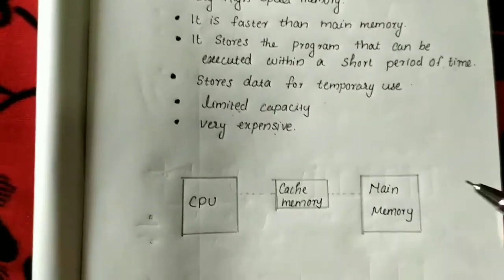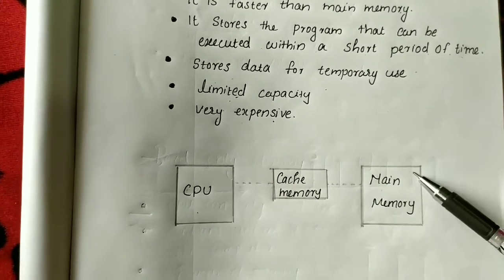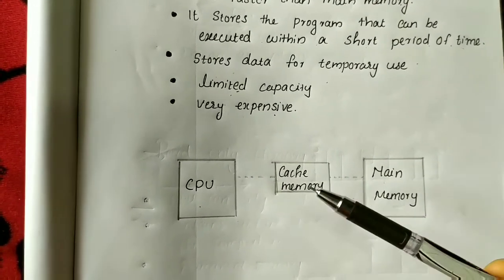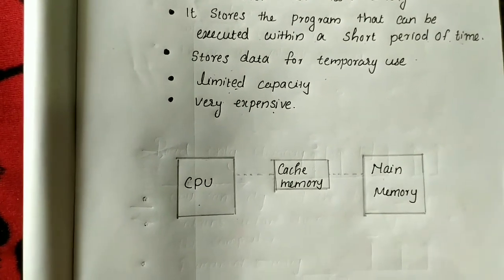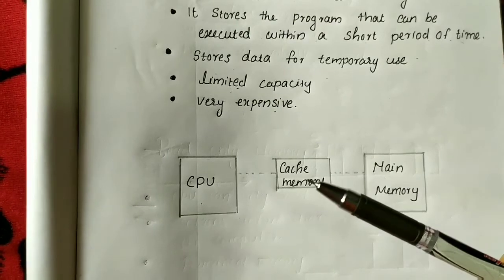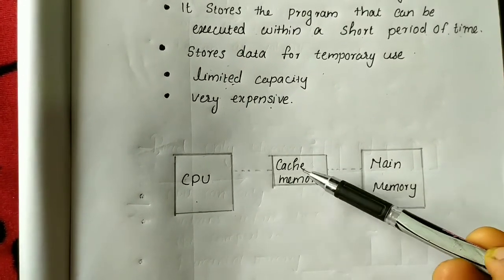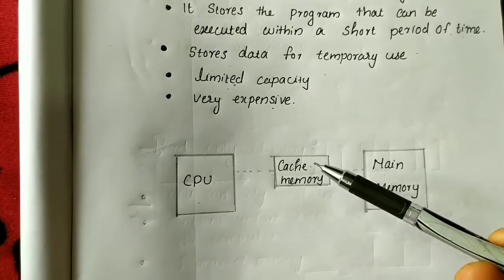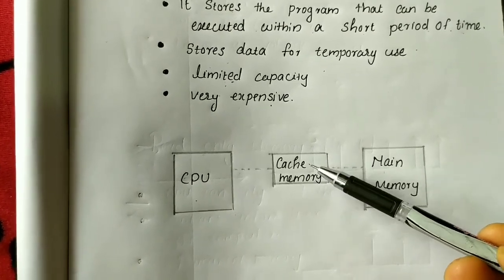Actually, cache memory acts as a buffer between CPU and main memory. The actual location of cache memory is between CPU and main memory. Frequently used data and programs reside in cache memory. That is, regularly used programs and data reside in cache memory.